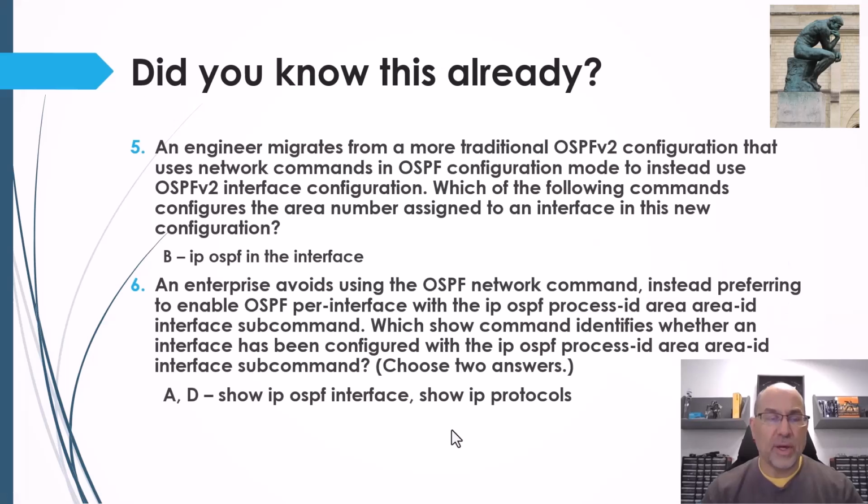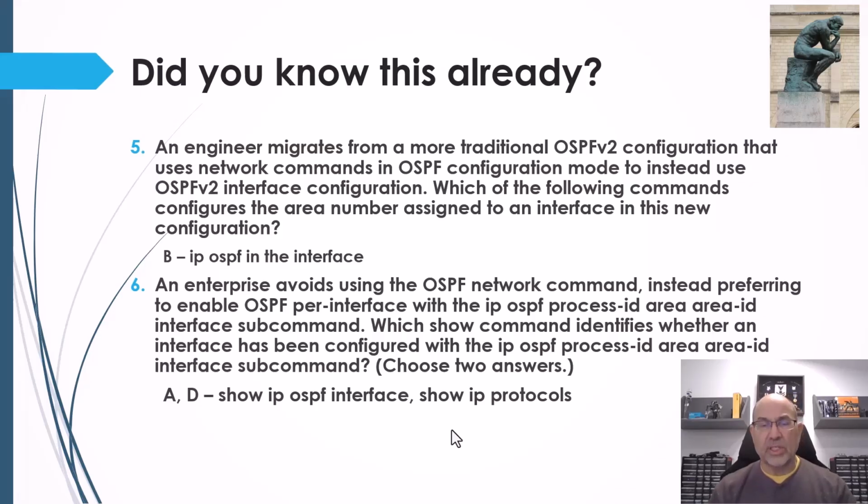Question number 5, an engineer migrates from the traditional configuration that uses the network command. So that was the first way that we did this. Instead, to use the OSPF interface commands. Which of the following commands configures the area assigned to an interface? Well, we just saw that when you go into an interface, you do IP OSPF, then the process, and then the area. The nice thing is you don't have to worry about the network ID in that case.